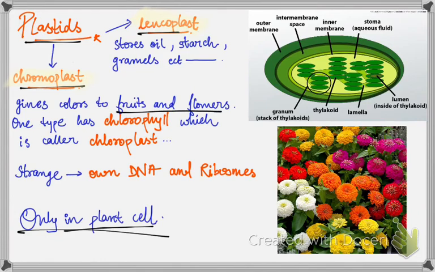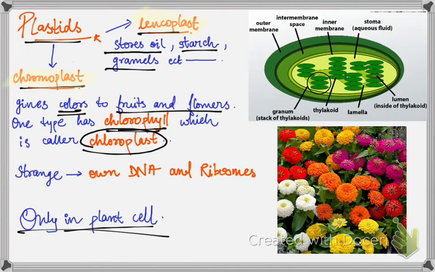There is also another type of plastid present in the chromoplast, that is chloroplast, and this plastid has chlorophyll present in it, which plays a very important role for food making in plants. Then the leucoplast type of plastids are white, that means they're plain in color, and they generally store oil, starch and granules.